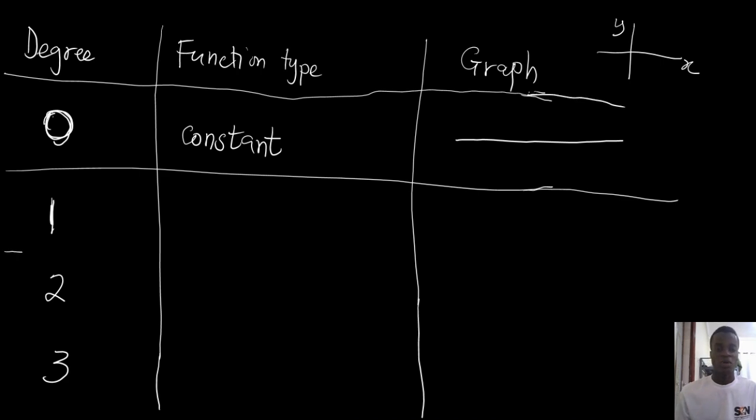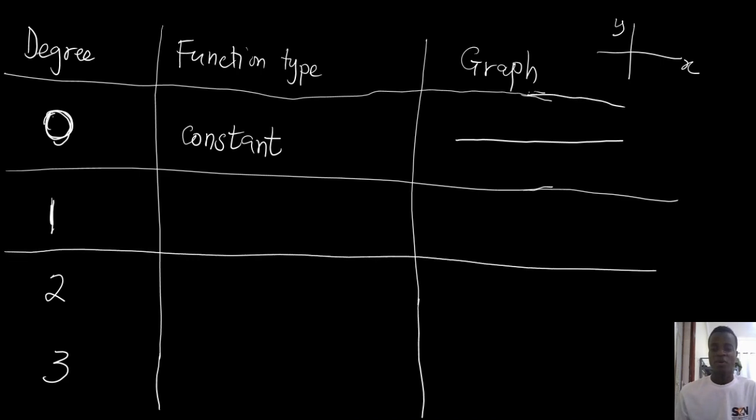Now let's look at the next one. When the degree of a particular function is one, we say that function is a linear function. And then the graph goes up or goes down. Going up or going down depends on something else we call the gradient or the slope. That is a different concept on its own. But right now, let's know that when it is linear, it's either going up or going down. That's how the graph looks.